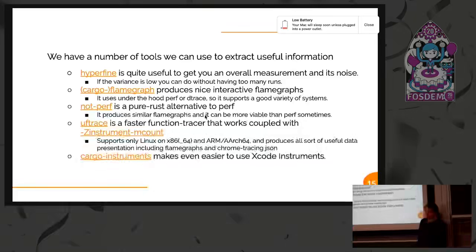Both perf, dtrace, NotPerf are sampling profilers. So you are every n times per second checking the situation. So it might miss stuff. And also it's quite slow. Another suggestion, UFtrace, that is probably less known, requires you to do an instrumented build. So another unstable flag, -Z instrument-mcount, but it's much faster.